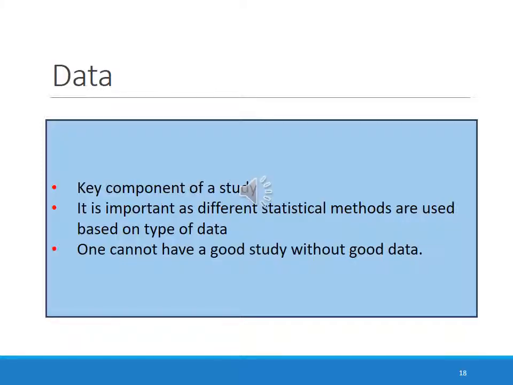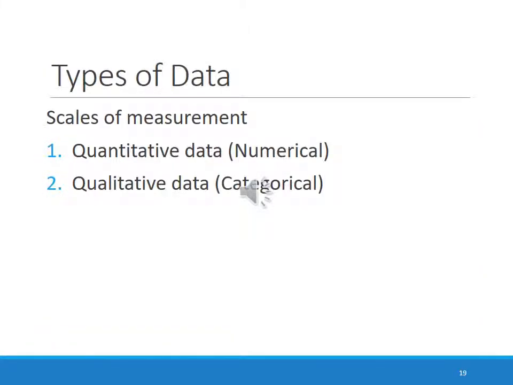So let's go more into details about data and variables. Data is regarded as a key component of a study. It is important as different statistical methods are used based on type of data. Obtaining a good data set is crucial as we cannot have a good study without good data. There are two types of data or scales of measurement. One, quantitative or numerical data, two, qualitative or categorical data. Therefore, the next step is to find out what are quantitative and qualitative data.